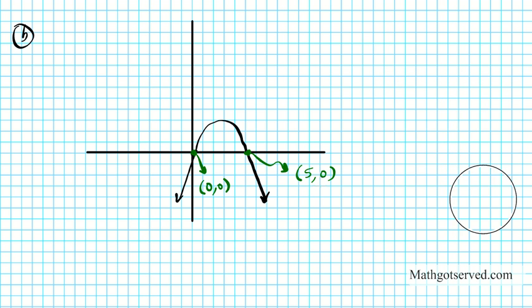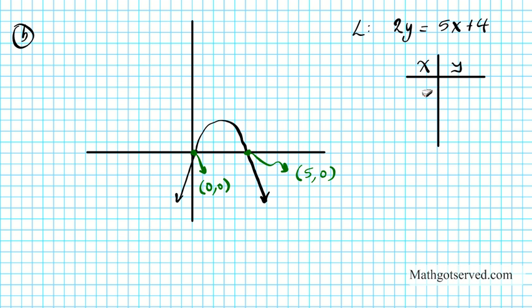Line L is given by the equation 2y equals 5x plus 4. Okay? Since they specifically want us to state the intercepts, we might as well use the intercepts to graph this function. Okay? If you want to graph using the intercepts, all you do is you set each coordinate to 0 and find the resulting coordinate. So I have x and y. I'll set x to 0, find y, and then set y to 0 and find x. And that will help me graph the curve.